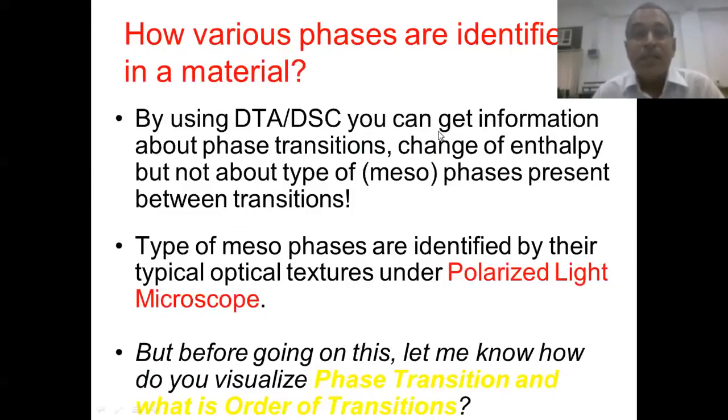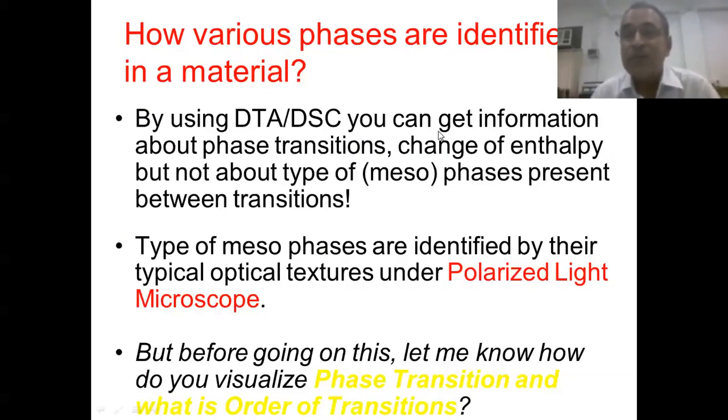Now, with DSC in the case of liquid crystals, we can identify that at this transition temperature, the material is going from one phase to another phase. But it is not possible to identify what kind of phases are there. For that purpose, we use either XRD or another technique, but the simplest technique in the case of liquid crystals is the polarized light microscope.